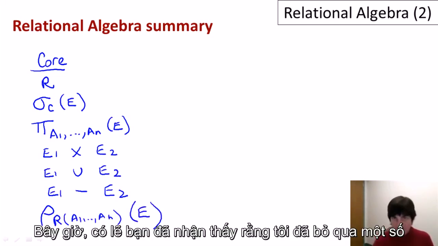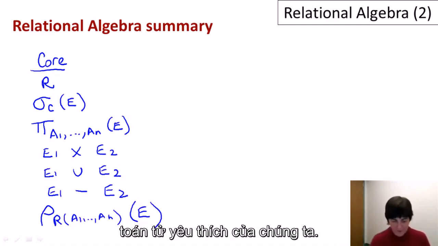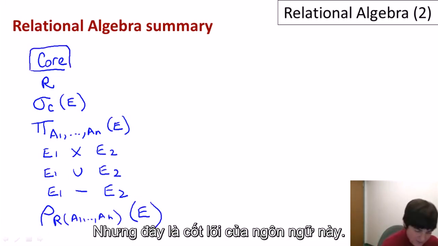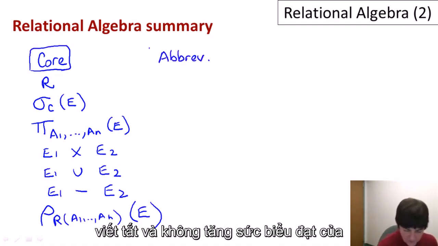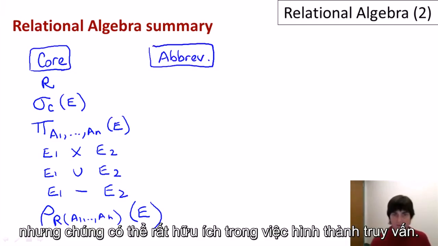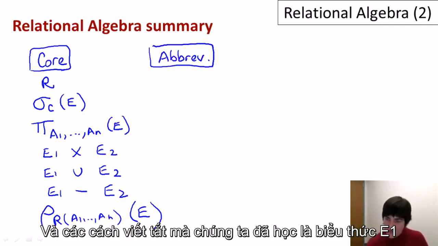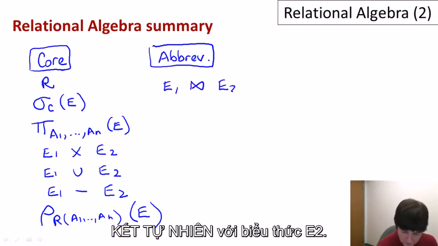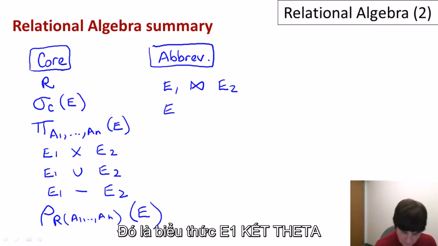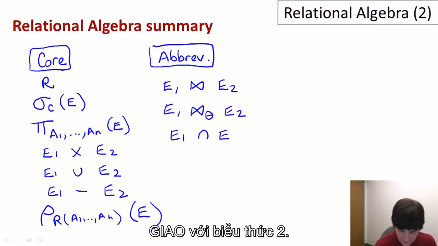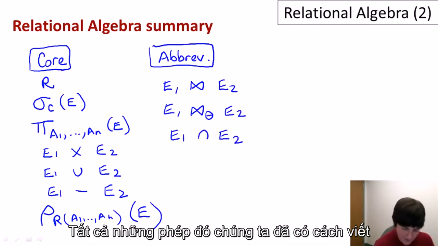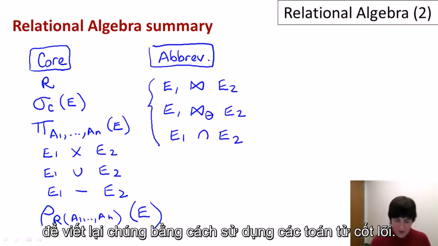Now, you probably noticed that I skipped a few of our favorite operators, but this is the core of the language, and all of the other operators are actually abbreviations that don't increase the expressive power of the language, but they can be very useful for forming queries. And the abbreviations that we learned were expression 1 natural join expression 2, expression 1 theta join expression 2, and finally expression 1 intersect expression 2. All of those we had a method of rewriting using the core operators.